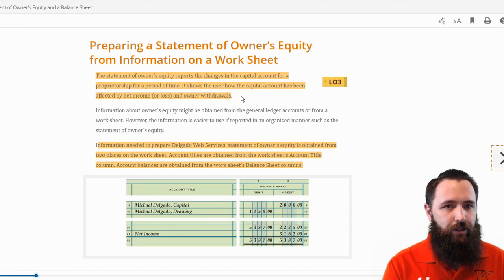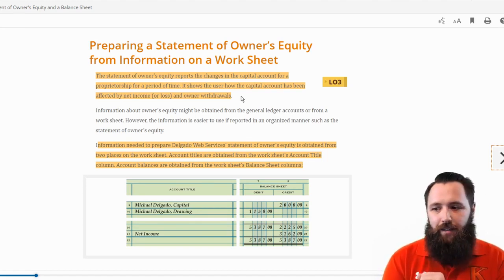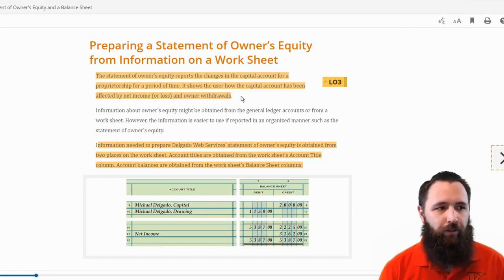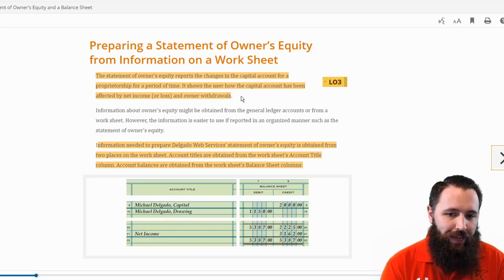And then the other thing is the owner withdrawals. That's the other thing that we're going to use here. The owner can take money out of the company whenever they want, but it is going to affect capital. So that's what we're going to look at.